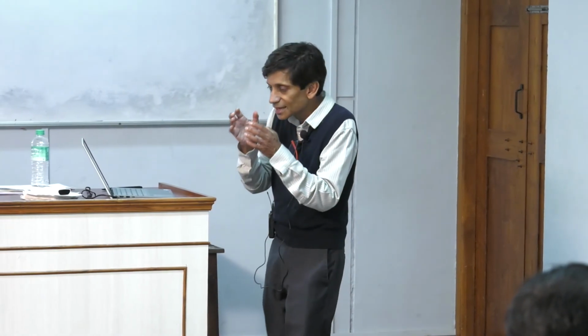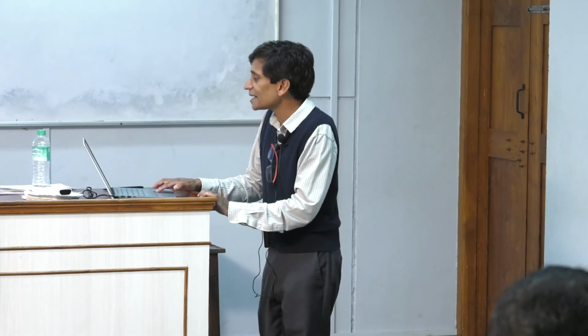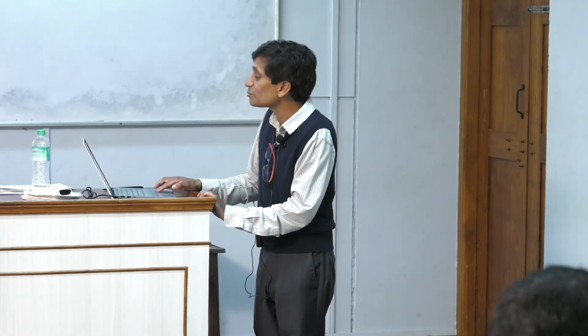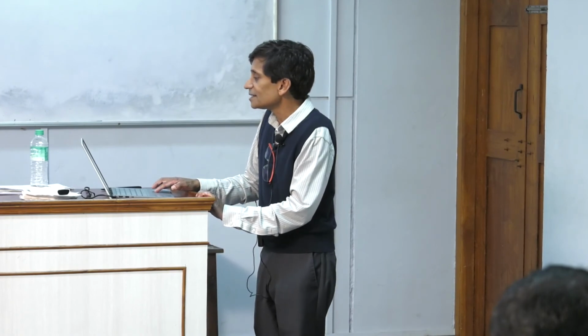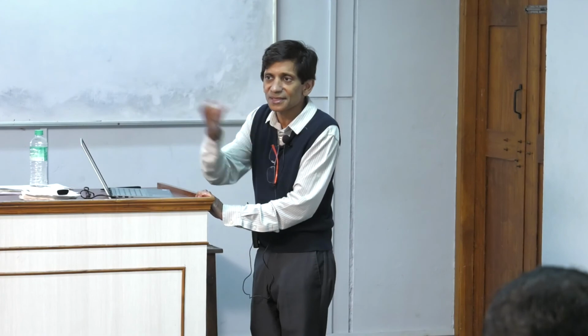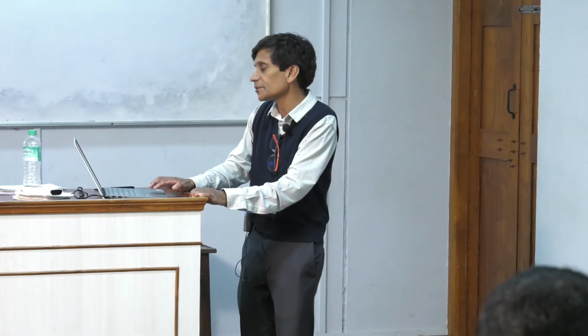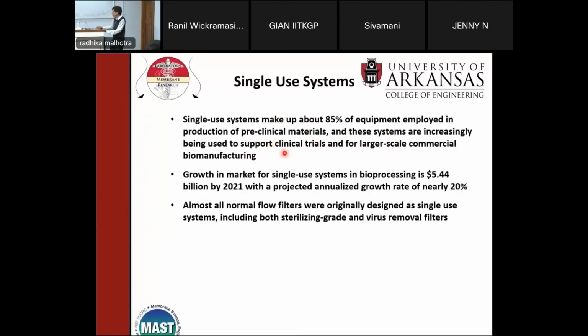And so you're starting off with making small amounts and it gets bigger and bigger. So what this means is that 85% of production of preclinical materials is used as these single-use systems because it's easy to throw it away. But there is increasing use of using them for large-scale manufacturing and also to support clinical trials. So growth in the market for single-use systems in bioprocessing is 5.44 billion in 2021 and projected to grow by 20%.